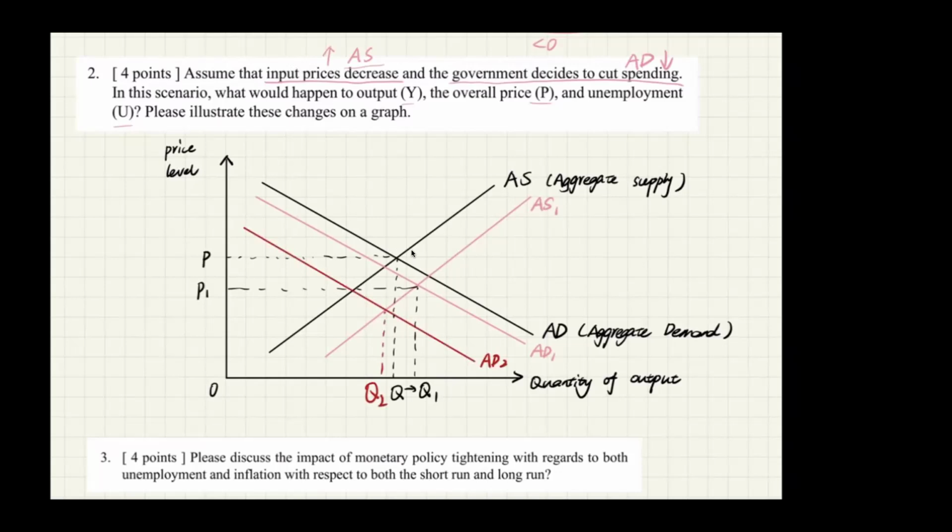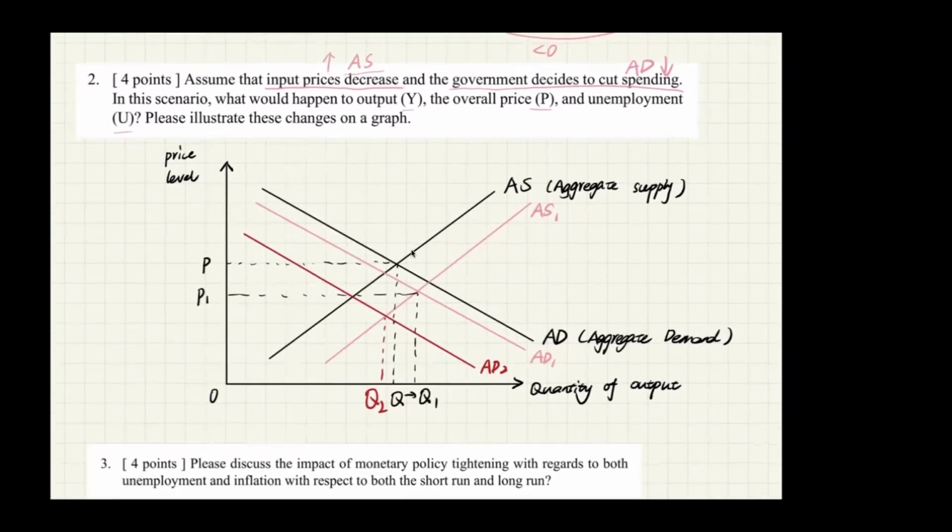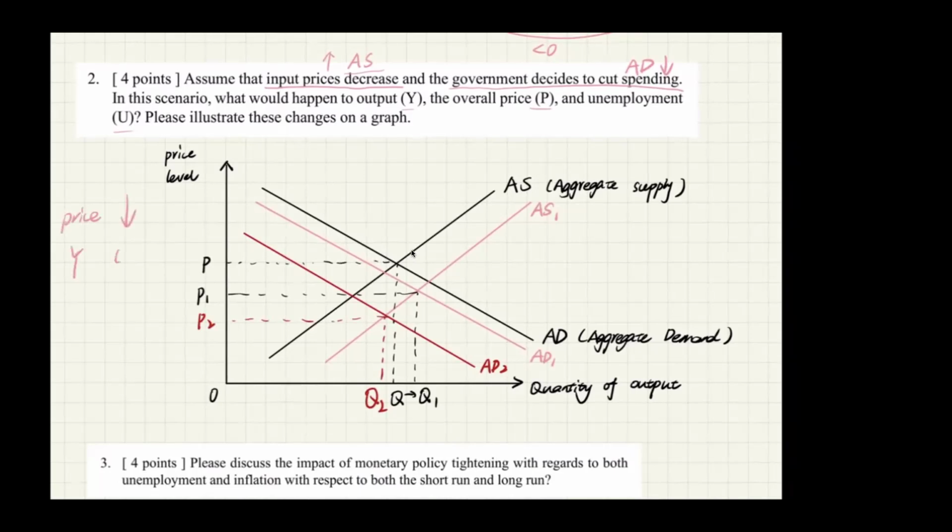So now as you can see, even though the shift of aggregate demand changed a lot, the price also decreases like before. So now, according to these two cases, you can get the conclusion that the price level would decrease definitely, but actually the output, we don't know. We don't know the direction.